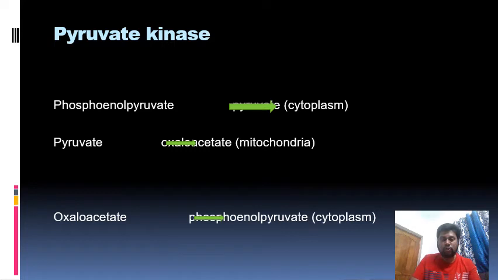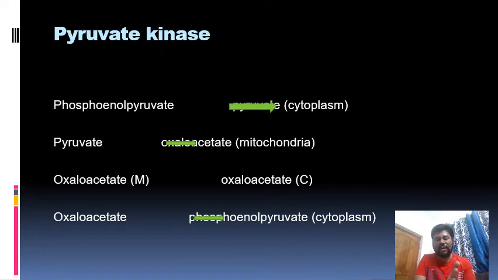So the pyruvate which is formed in the cytoplasm should be transported to the mitochondria, and within the mitochondria pyruvate is converted to oxaloacetate. Then the oxaloacetate formed in the mitochondria is transported to the cytoplasm, and within the cytoplasm the oxaloacetate is converted to phosphoenol pyruvate. This is a brief overview of how the pyruvate kinase step is reversed. Now we will see all these steps in detail. So what is the first step?